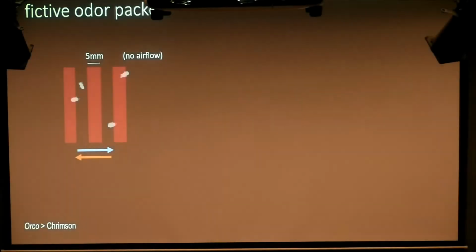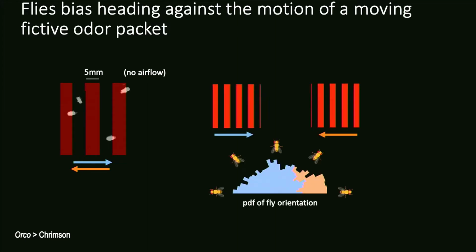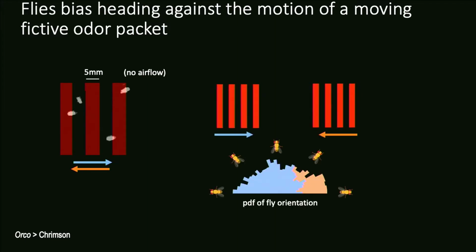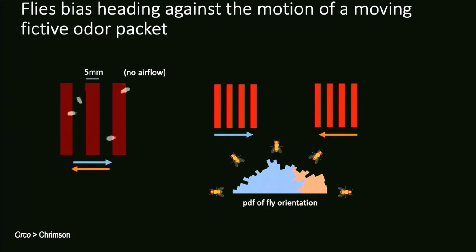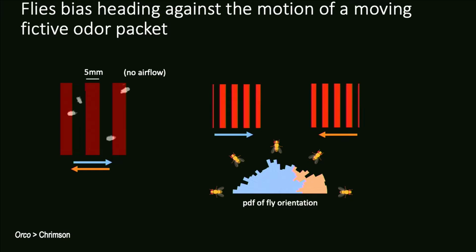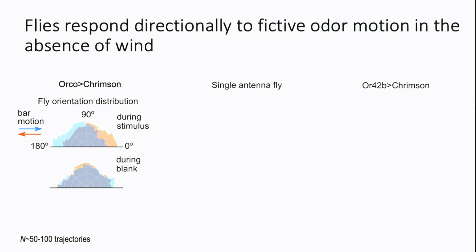And so the first thing that you do is to say, let's put some bars of virtual odor and move them and see if the fly responds to it. And as the bars are moving from right to left, you see that most flies are oriented right, and when the bars are moving from left to right, they were orienting in this way. So clearly they seem to be responding to the direction.